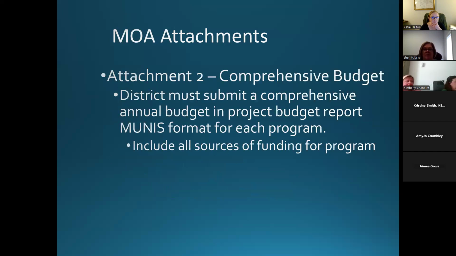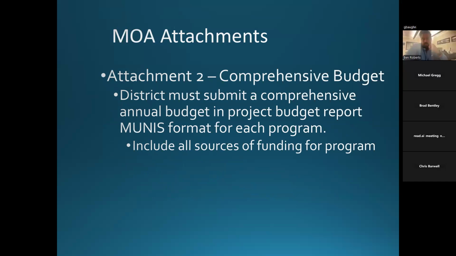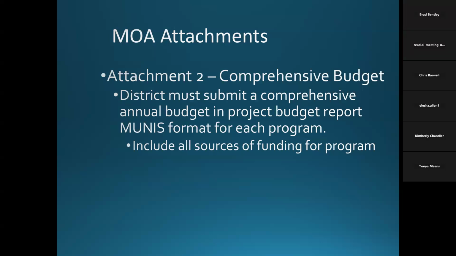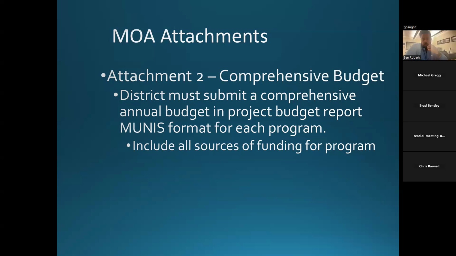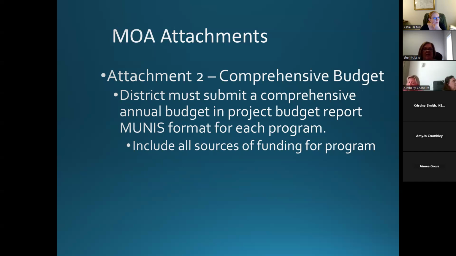We're ready for Attachment 2. A comprehensive budget. The district must submit a comprehensive annual budget in the MUNIS format. Again, if you're not sure what we're talking about here, your finance officer in your central office can help with this. Christine Smith here at KECSAC can help you with this.